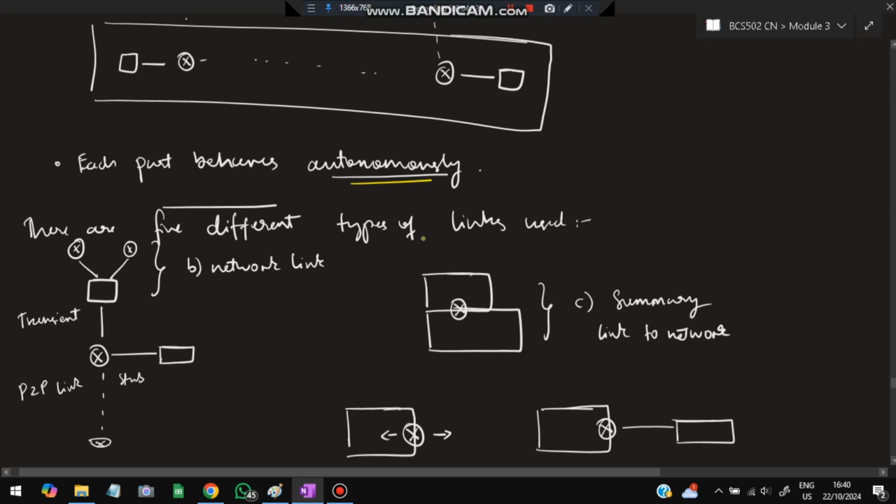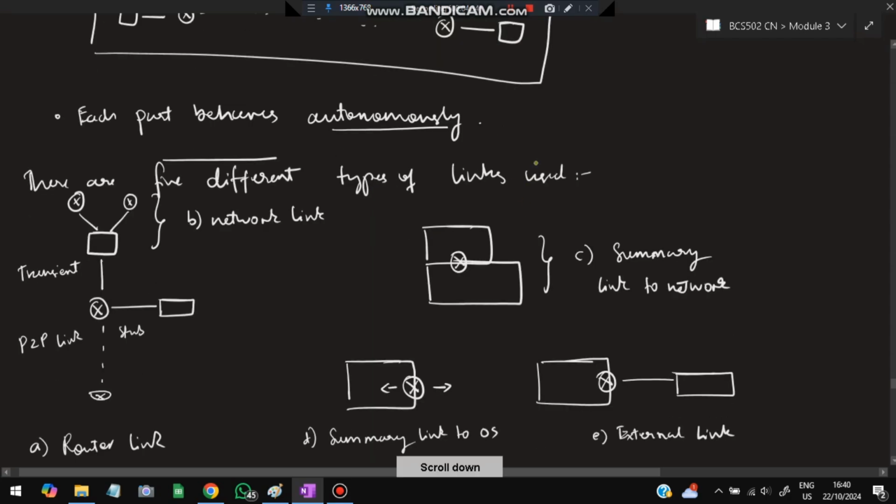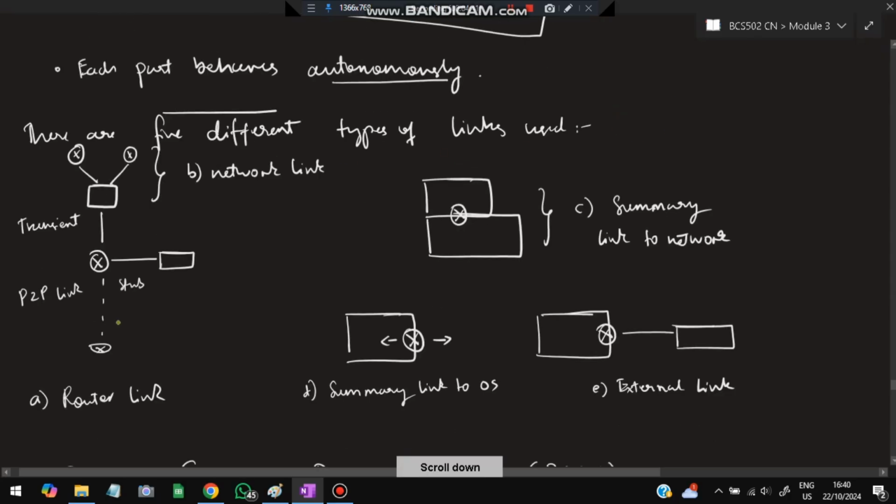Okay, and there are 5 different types of links used. How many links are used here? 5 different types of link. This is link state routing algorithm. So obviously links will be there. There are 5 different types of links. Very important question. Router link. What do you mean by router link?